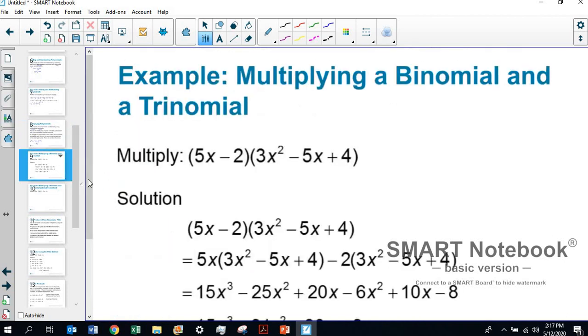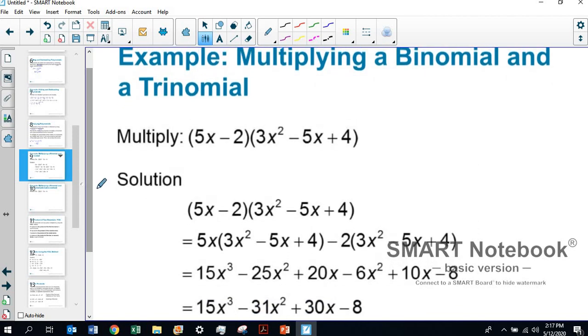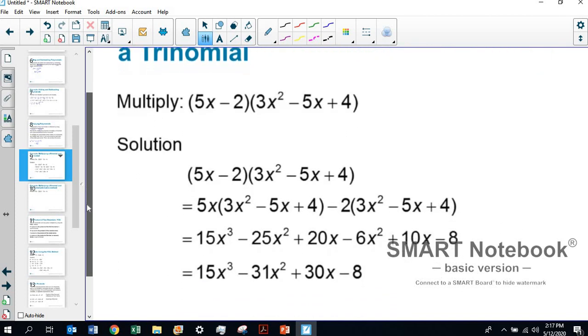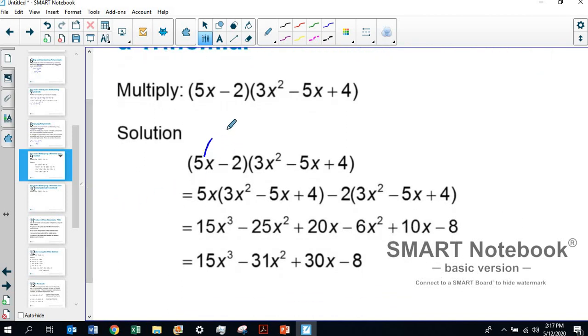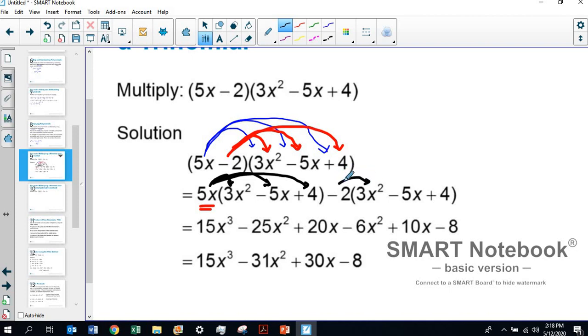If you want to do something a little bit more complex, like multiplying a binomial times a trinomial, notice what they've done. They've done kind of the double distributive property. They've said, okay, 5x gets multiplied by all these guys, right? And then negative 2 gets multiplied by all these guys also. And so they distribute it out, and then when they get the 5x, they're able to distribute the 5x all the way through, and the negative 2 all the way through.